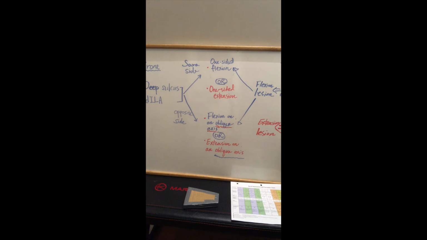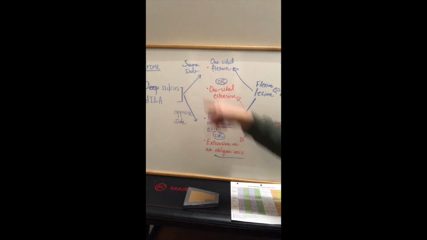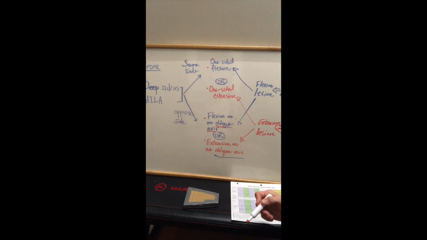And if the DILA remains the same, it's an extension lesion. Okay? Now that means it's either this or that. But we already differentiated that. So we know which one it is. Yeah. So it's that simple.